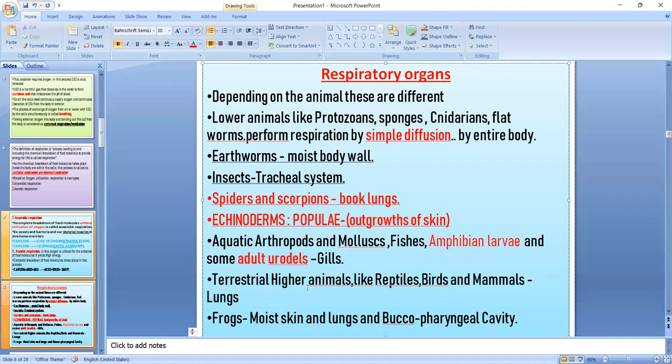And terrestrial higher animals like reptiles, birds, mammals, their respiratory organs are lungs. They are elastic and sac-like structures. They are also highly vascularized. You should remember, lungs are air bags. Okay, what next? So lungs are also highly vascularized.